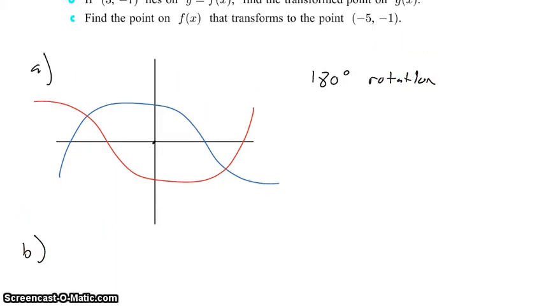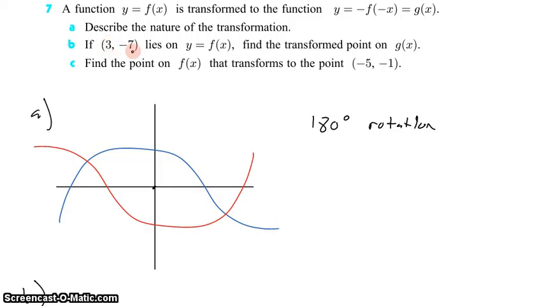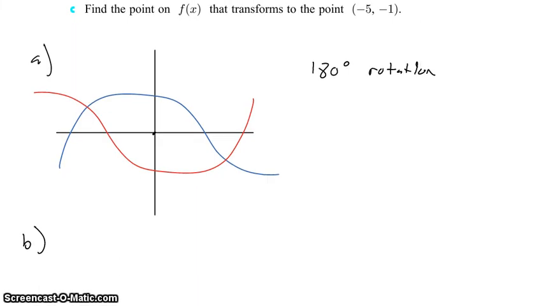For part B, it asks, if (3, -7) lies on f(x), where is it after it's transformed? Well, let's take a look at where all these points go. This point in quadrant 1 has moved to quadrant 3. This point in quadrant 4 has moved to quadrant 2. This point in quadrant 3 has moved to quadrant 1.